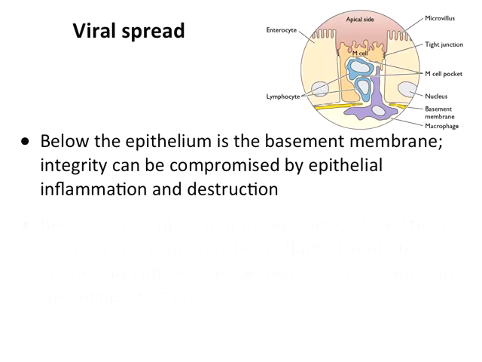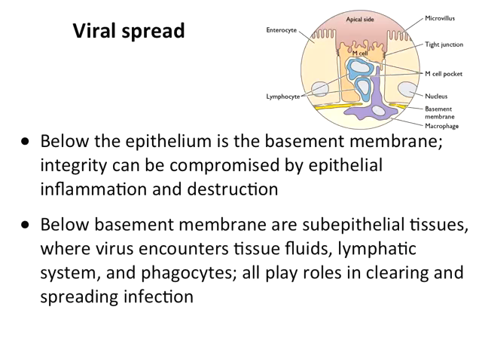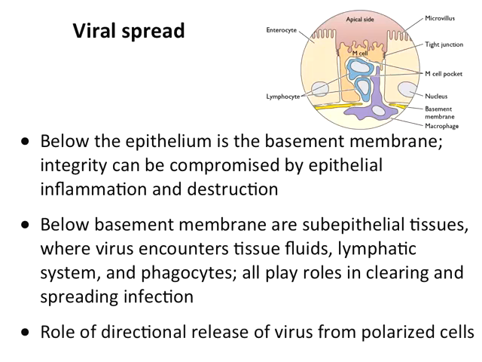It's quite selective. So the subepithelial tissues are the key to a disseminated infection. The virus encounters fluids, lymphatic system, and phagocytes. And the phagocytes, of course, are there to try and clear the infection, but they could pick up a virus and bring it somewhere else, inadvertently spreading the infection. So that's how you come to get into other tissues from one of these epithelial barriers, by penetrating the basement membrane and then spreading beyond it.